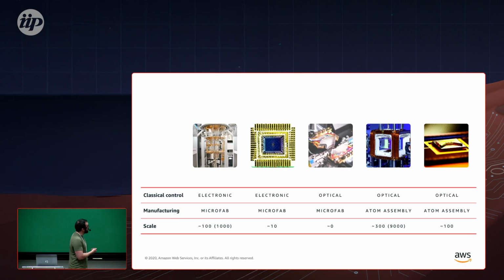But anyway, there are 3 things that I want to mention here. One is how you do the classical control, how you control the qubits. One is how you do the manufacturing, and one is what the scale is that we have today. On the next slide I'll tell you more. So for superconducting qubits, the classical control is done with microwave electronics. You just send microwave signals inside a fridge that attach to the qubits and send the microwave control there. The manufacturing, that's a nice thing about it, is using, not entirely, but using microfab to do it.